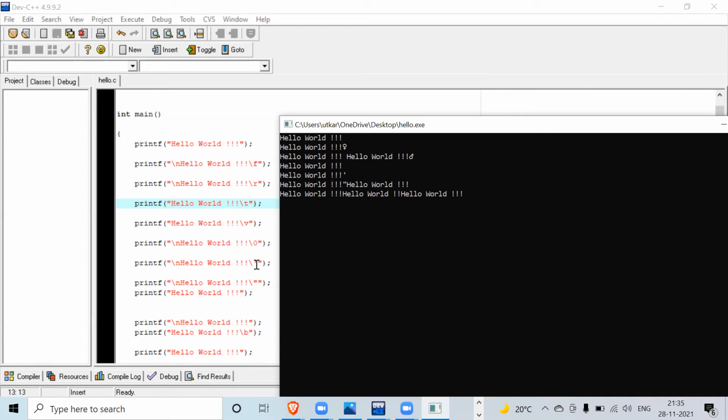Next is, if you want to use a quote inside your string, then you have to write it in this format. If you write a quote without using this \, it will give you an error. Your program will not compile. So if you want a quote in your output, you have to use this \. Same goes for this one, apostrophe. If you want to use an apostrophe in your output statement, you will need this \.